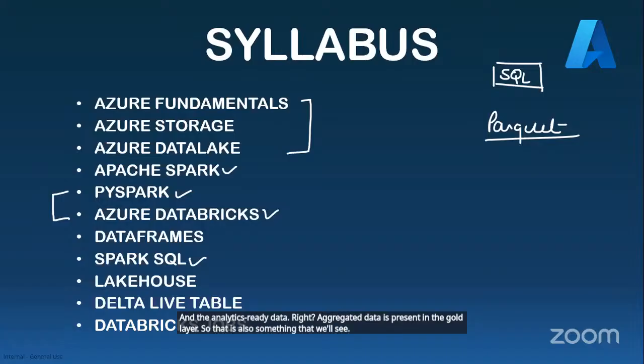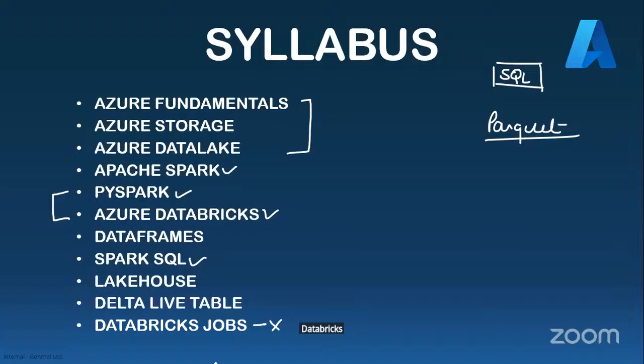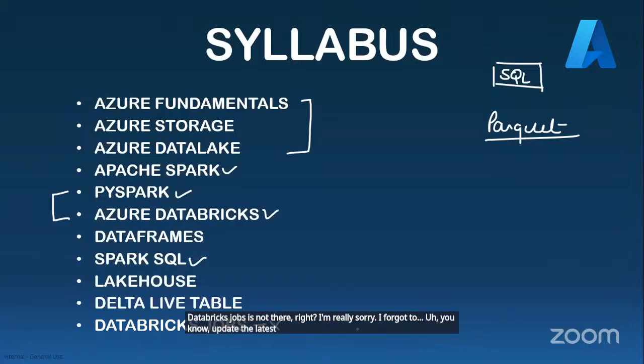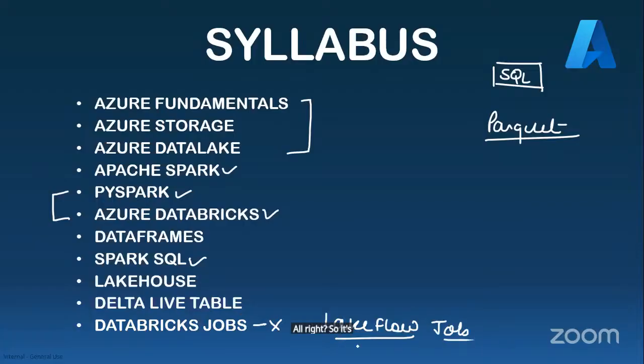Delta Lake, again, very important. Now, Databricks jobs is not there, right? So I'm really sorry, I forgot to update the latest name of it. It's now called Lakeflow. All right. So it's a Lakeflow job now. So my mistake. It's Lakeflow jobs now, right? Formerly, it was called Databricks jobs, right? So that we'll see. Slowly changing dimensions are also there. That we'll see.